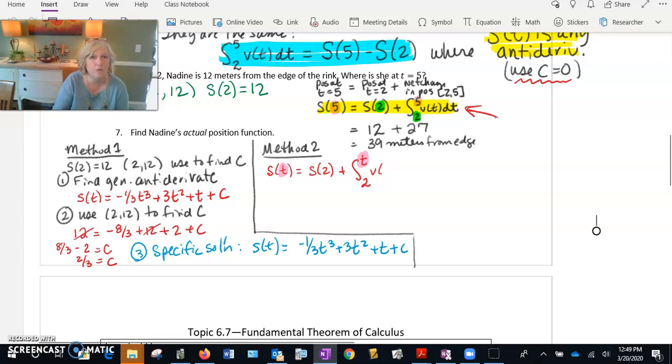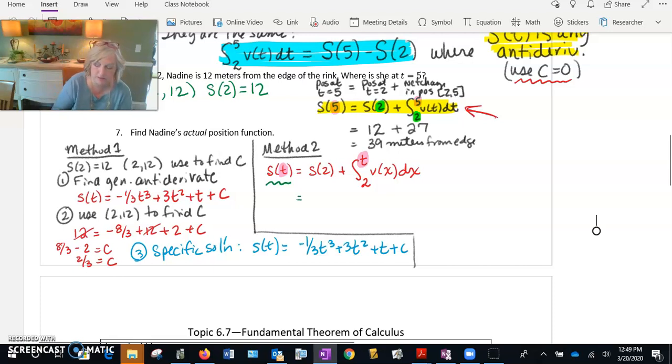So, it doesn't matter what letter you pick for that. I'm just going to pick x. Typically, if you're going to use x for your variable in your upper bound, I put t on the inside. If I'm going to use t for my upper bound, I just stick x on the inside because it's an input anyway. So what this will do is we can find the specific particular solution, but doing it in a different way.